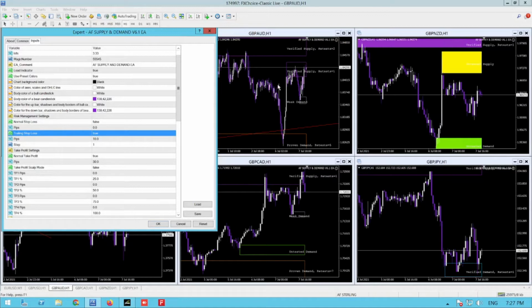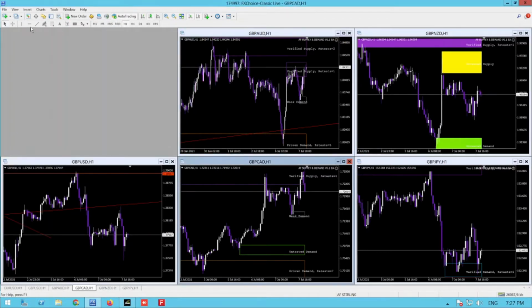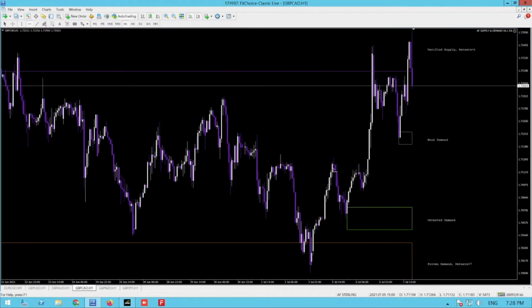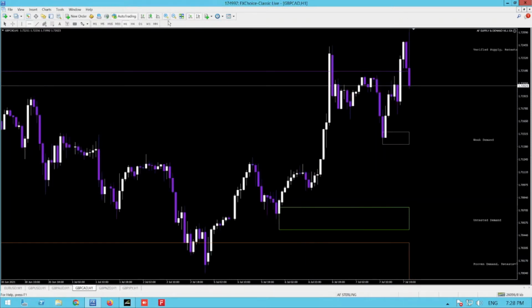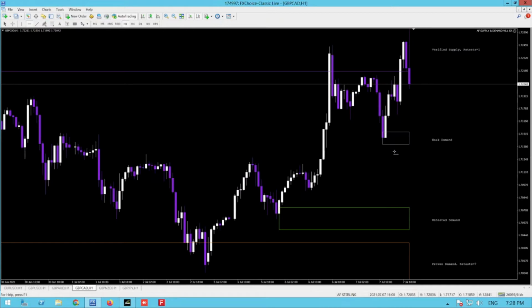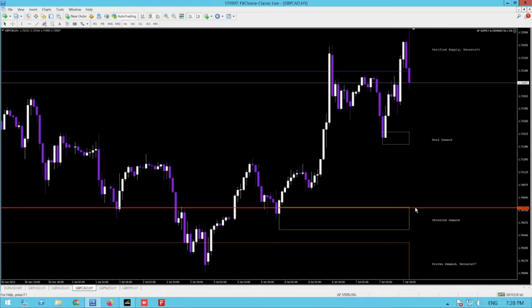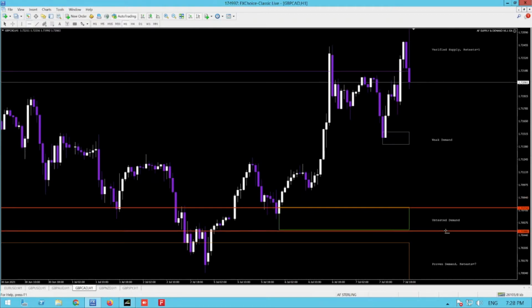What actually happens with this trailing stop loss? Say you've placed an entry. Let's get rid of this and do some annotation. Say the market on the GBP CAD, let's blow this up. Say price came all the way down to this zone here, the untested demand zone, and let's say it places the order right here. That's your entry.